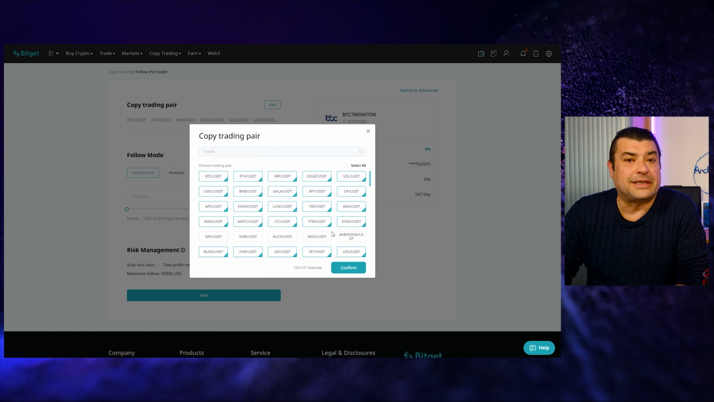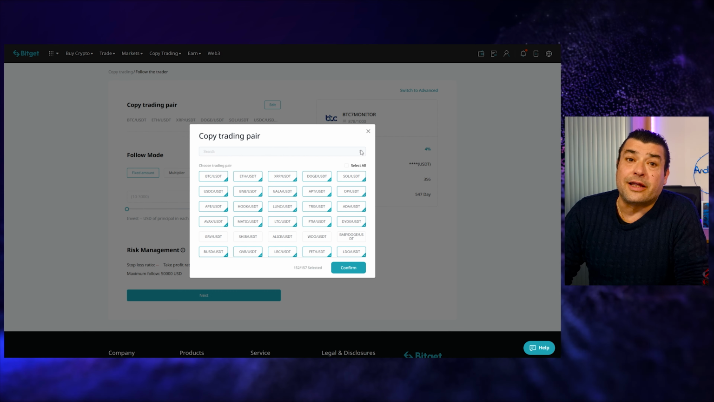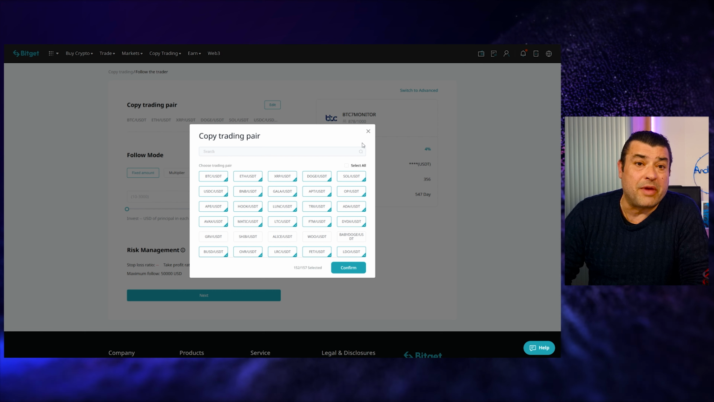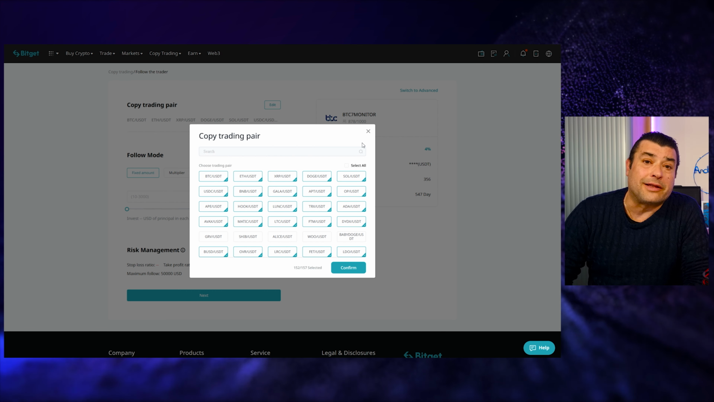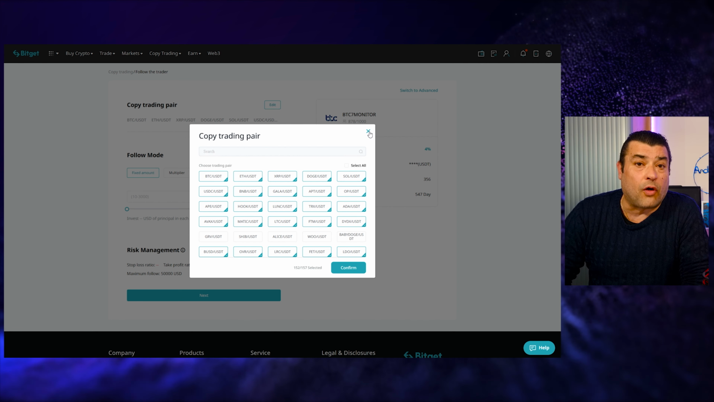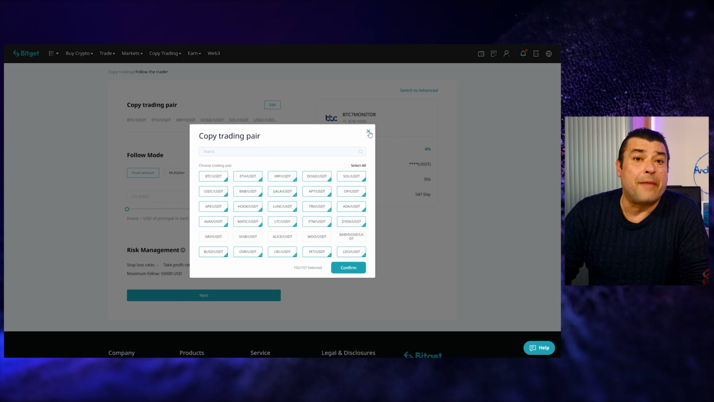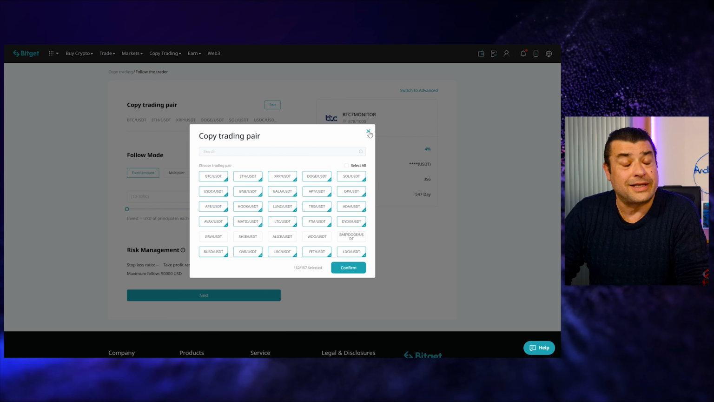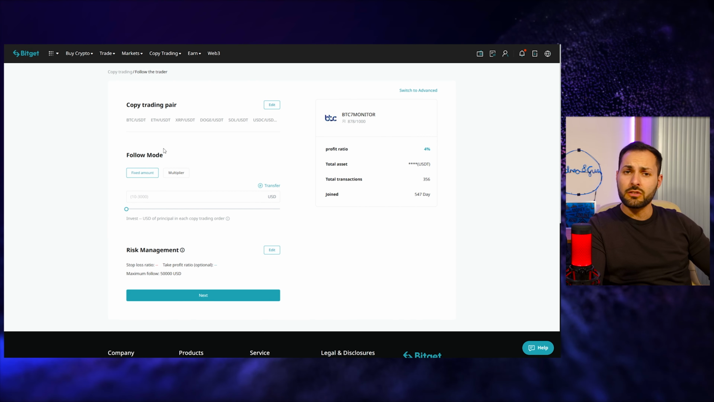Copiers have the flexibility to decide which assets they want to follow or ignore, and as a result, their P&L can be quite different. So when you're copying a trader, it's best to trust their expertise and be open to their trades. This way you can avoid cutting your losses early and missing out on potentially profitable trades that they may have confidence in.